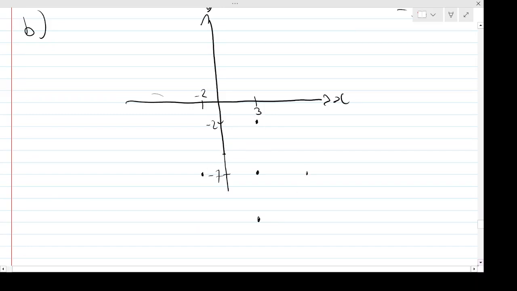Oh, what is that? That's not a circle. There we are. It's probably as good as it's going to get. So that's the centre at 3, minus 7. Okay, cool.